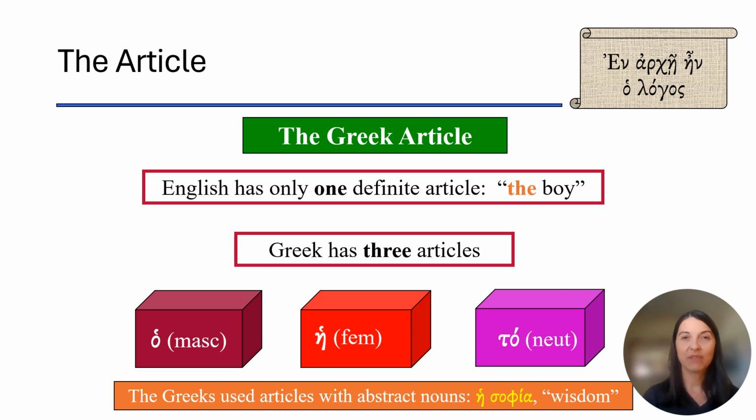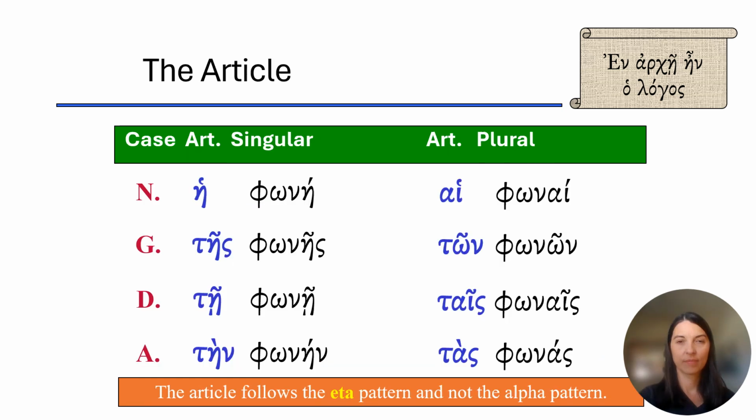The feminine form of the article is he. The neuter form is ta. Now let's look a little bit deeper at what forms the feminine article can look like. So the feminine article declines with an eta pattern. So the nominative singular is just he.